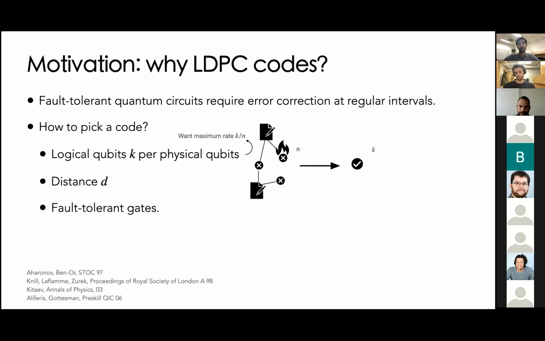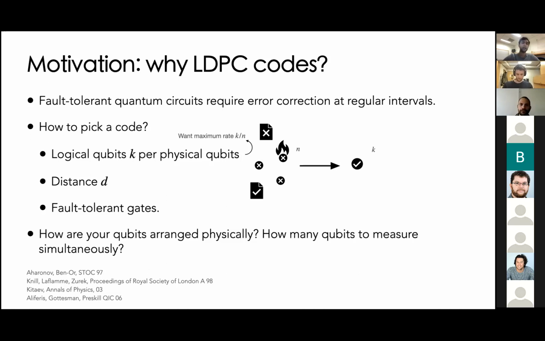These are abstract because I haven't told you anything about the architecture. But in addition to these parameters that are sort of universal, there's also a question of how to perform error correction. Namely, I wonder why these points are not appearing here. Okay, great. How are your qubits arranged physically in your lab? And secondly, how many qubits are you going to measure simultaneously, right?